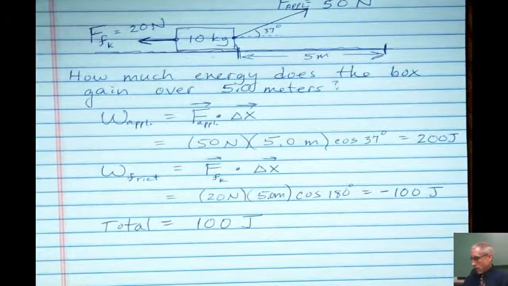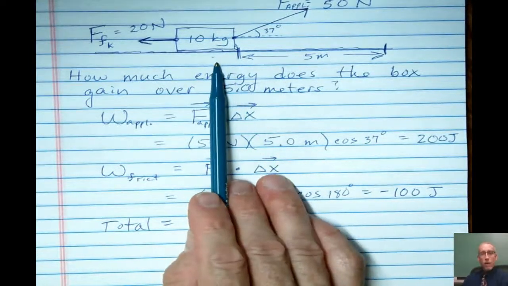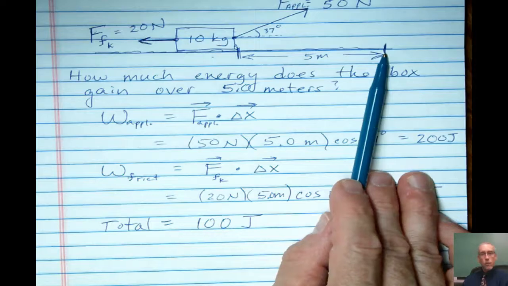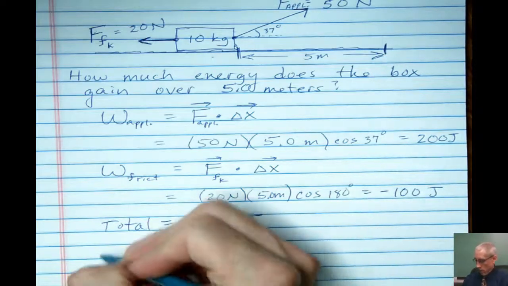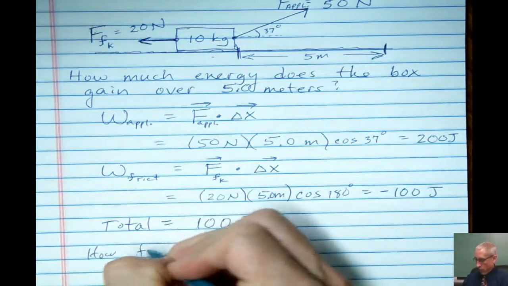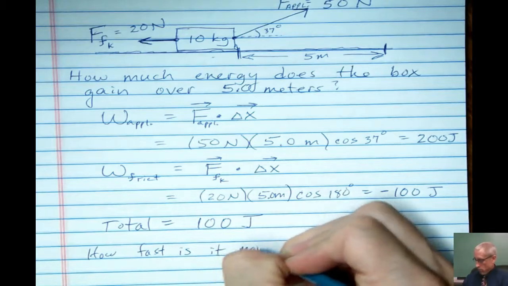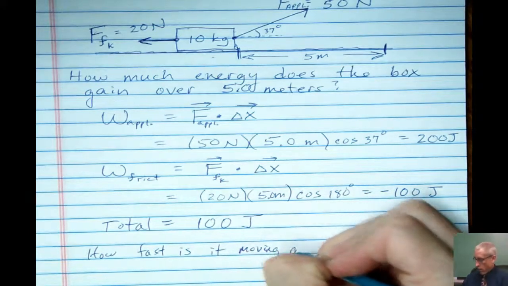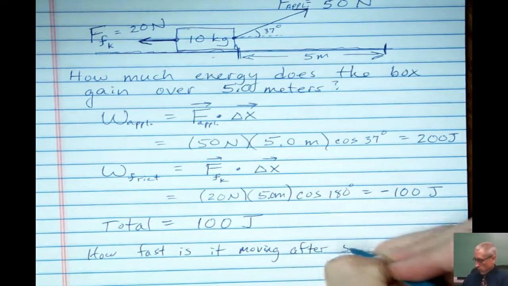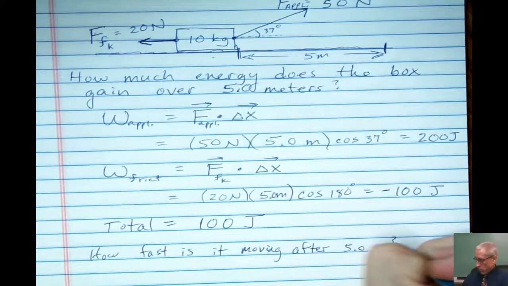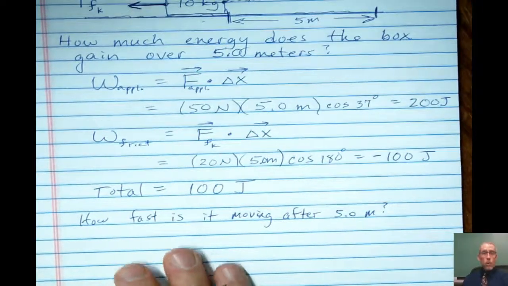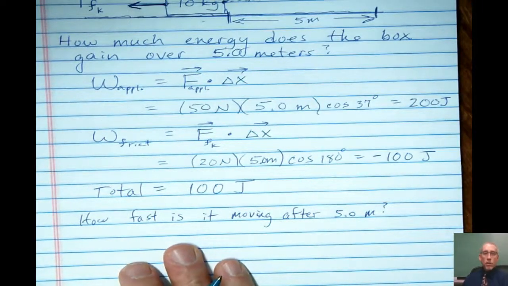And then we might ask a question like, well, okay, if we've gained 100 joules of energy as this thing moves 5 meters, then how fast is it moving after 5 meters? Now, we would need to know something about how fast it started. Let's just imagine it had no motion to begin with.